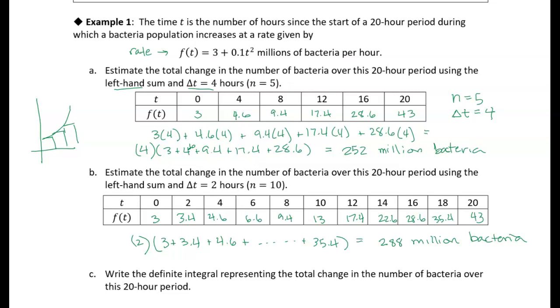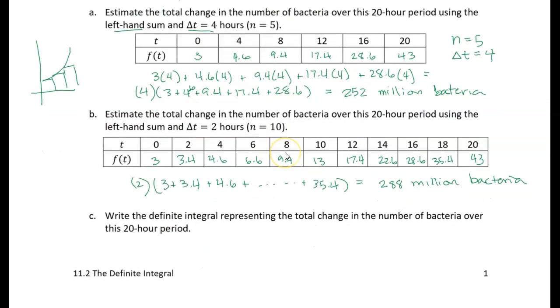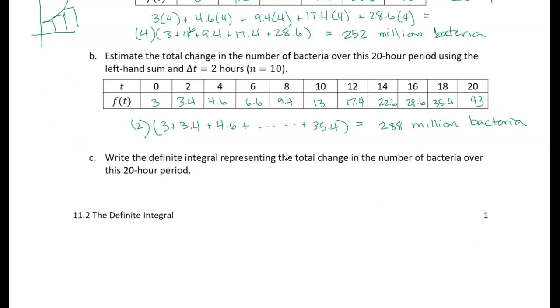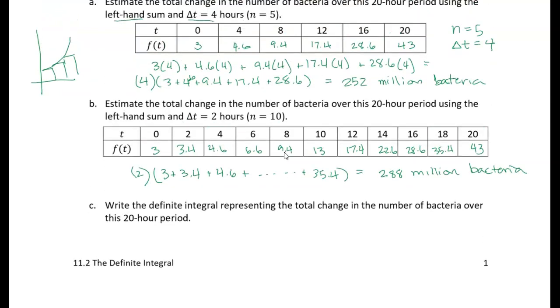Now, if we wanted to be more accurate, we could do the right-hand sum and average them. But the point here was just to illustrate the fact that when you break it into finer and finer increments of time, then you're going to get a better estimate. Now, how do we write this as an integral?